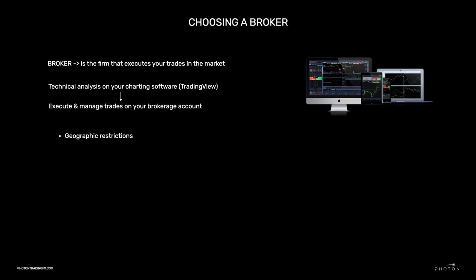Now, once you've found a broker that you can open an account with in your country, the next most important step is to check if they are regulated by a decent regulator, or ideally a regulator that is in your country. Definitely don't choose a broker that has zero regulation, no matter what shiny deal they may offer you, because you're just asking for trouble if you do that.